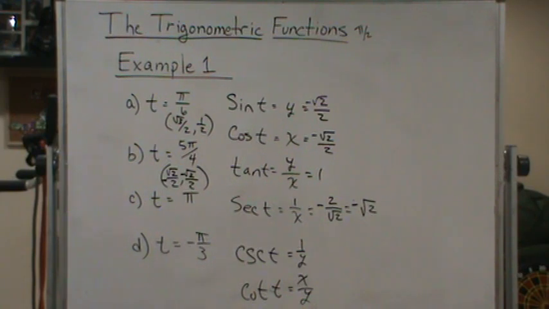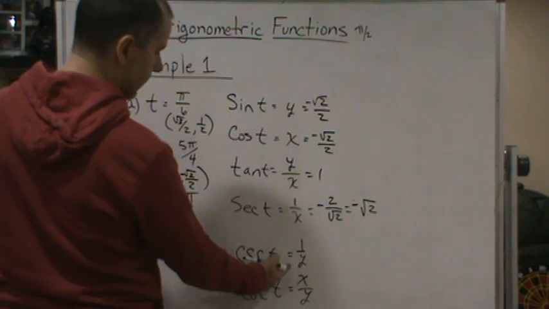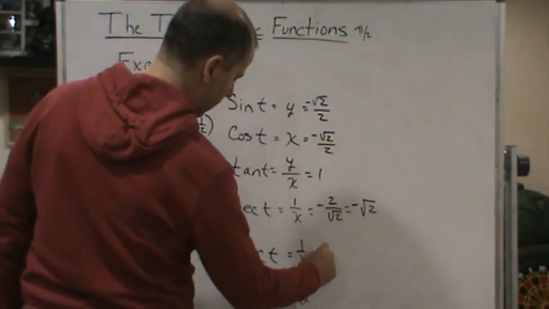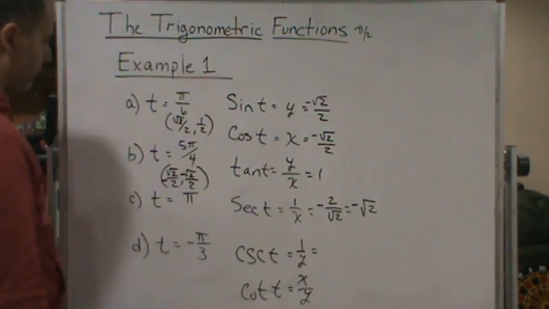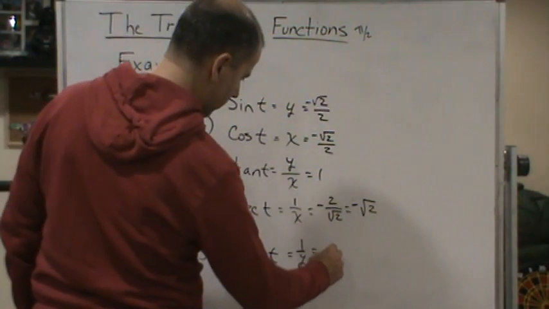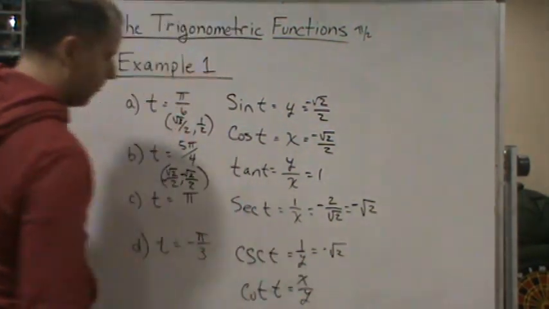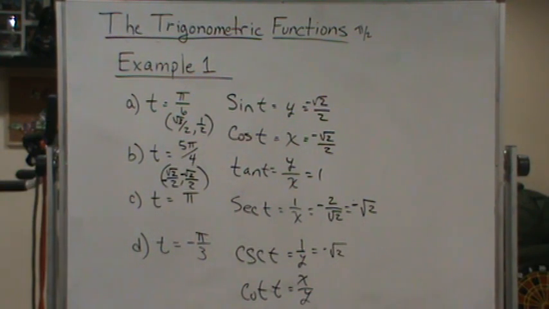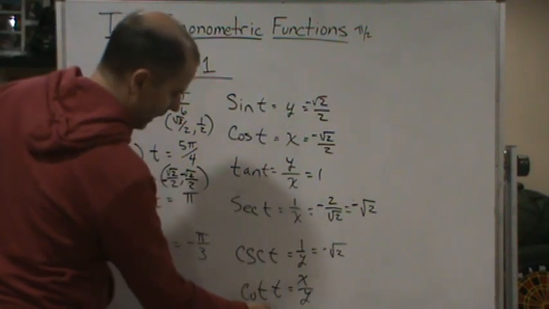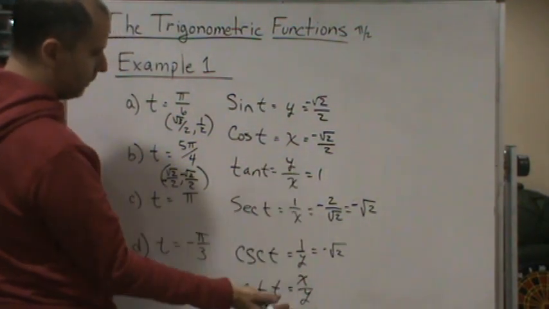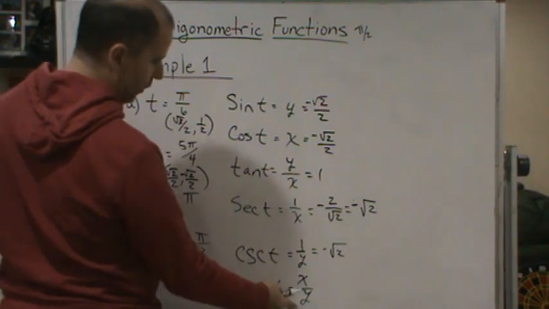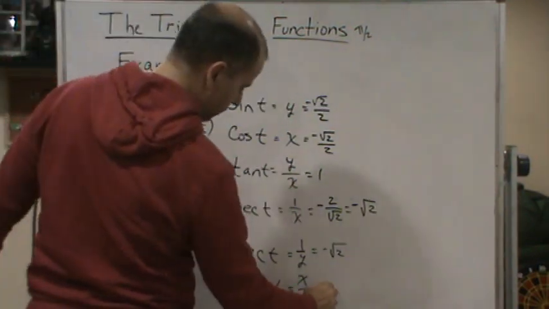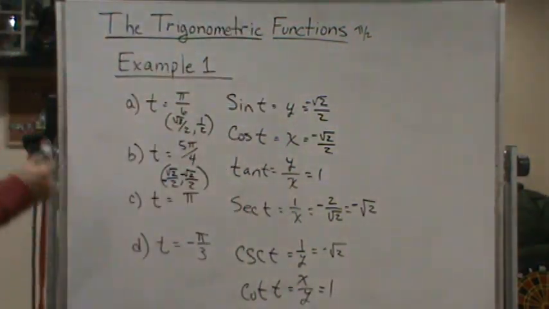And of course, since x and y are the same, cosecant of 5 pi over 4 is going to be the same. So we're going to get negative root 2. And of course, again, cotangent of t and tangent of t are going to be the same because, again, even though it's a reciprocal, it's the same number. So this is going to be 1 as well.